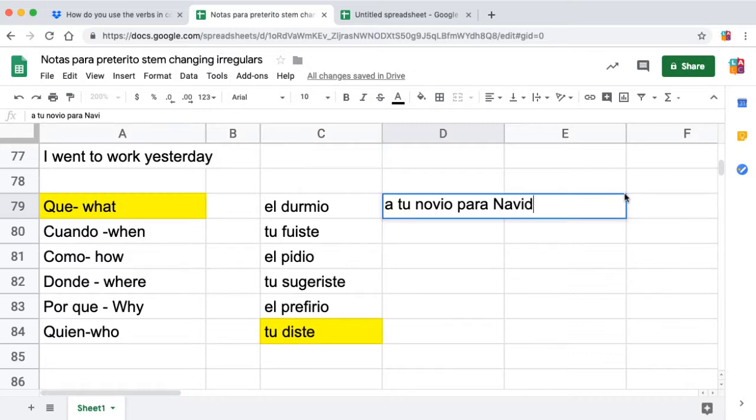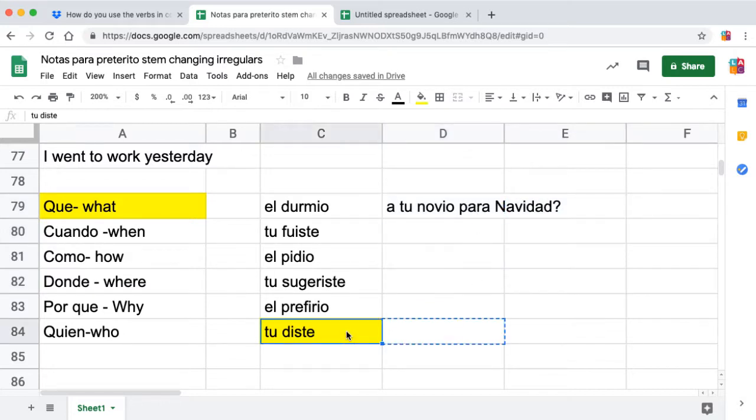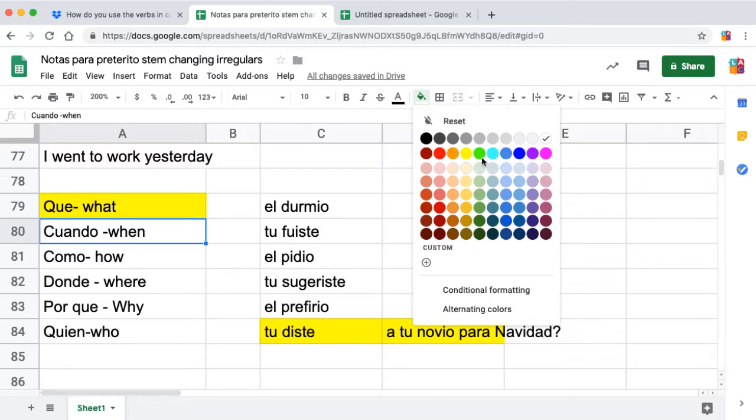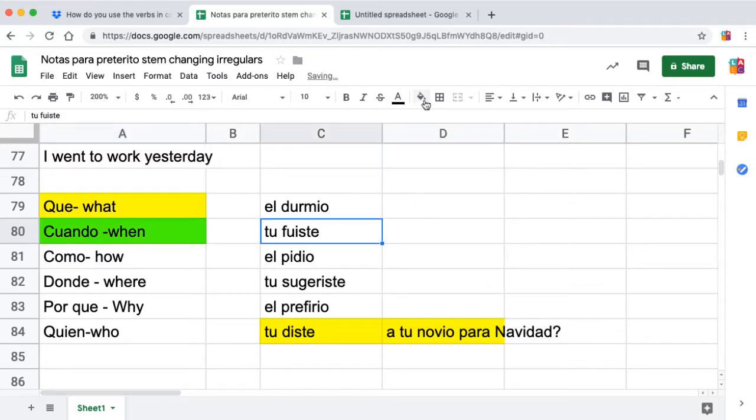So basically, you see, it's one type of combination that you could do. You see, que diste a tu novio, que tú diste, right? You don't have to put tú, but to practice, maybe leave it. So, que diste a tu novio para Navidad, okay? That's one example. Let's mix another one. Por ejemplo, cuando, let's say I know fuiste, cuando tú fuiste a México.